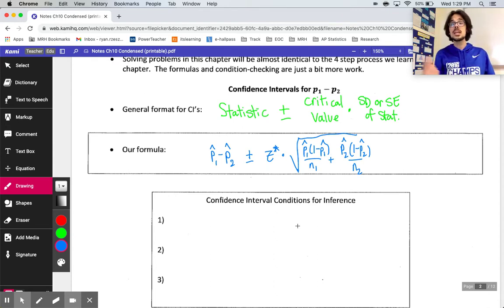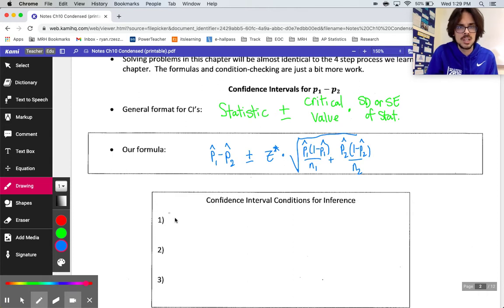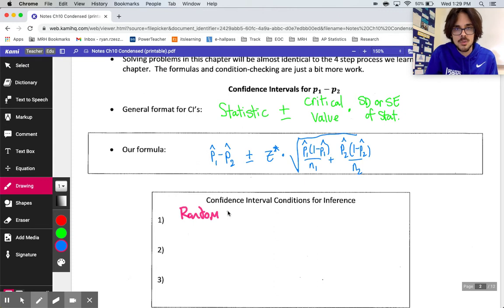There are going to be 3 conditions that we're setting up for doing our little confidence intervals, and they should look familiar. They're a little more annoying to set up truthfully because we've got 2 variables to worry about instead of just 1. But the first thing going on is going to be our random condition. So we need to have either a random sample, or it needs to be random assignment if we're doing experiments.